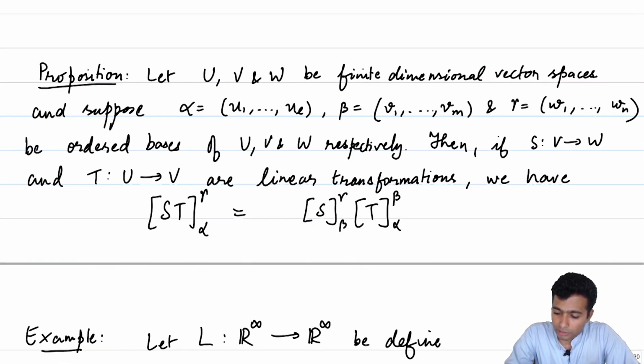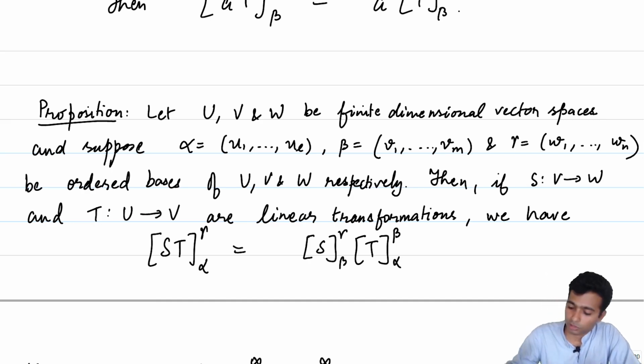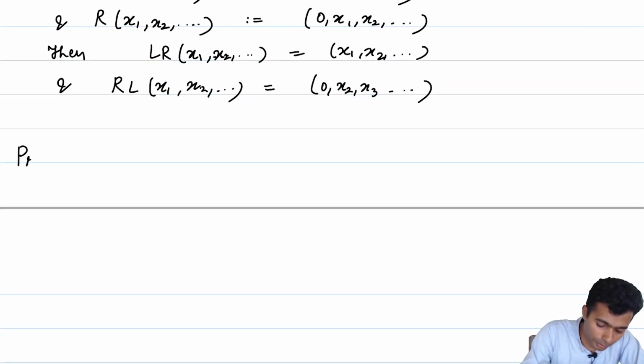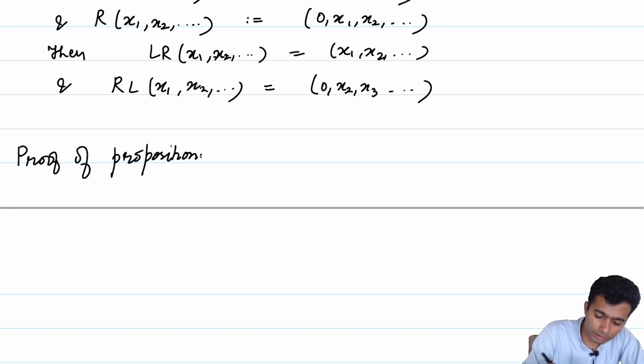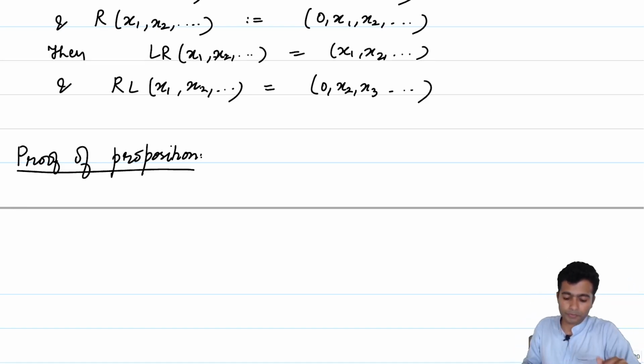That's further established by this proposition, which tells that if you have the product of two linear transformations, and you look at the matrix corresponding to it, it is going to be the corresponding product of the matrices. So let's go ahead and prove this proposition. Proof of the proposition. It's more or less keeping track of the indices that will give us the proof. So let's quickly go through the proof.